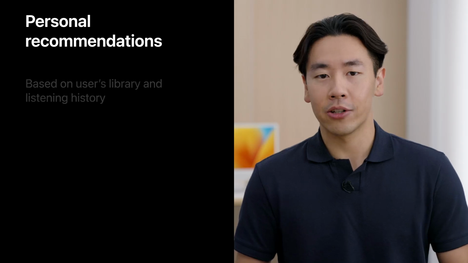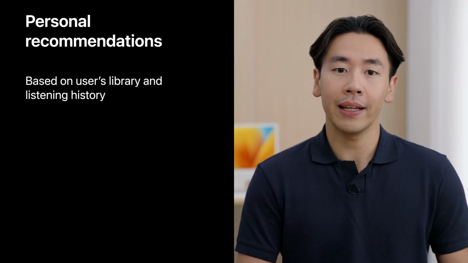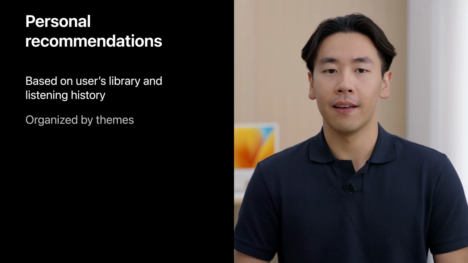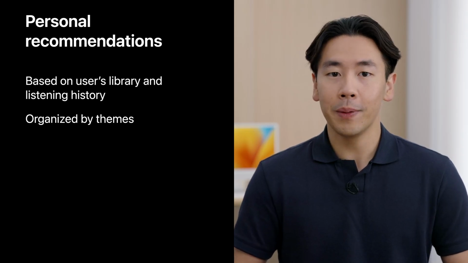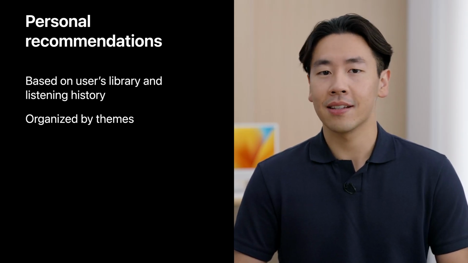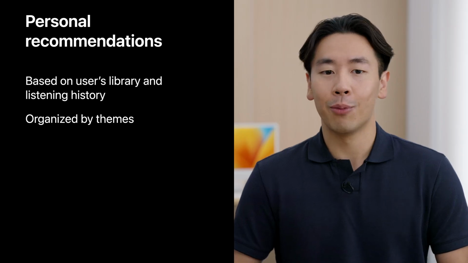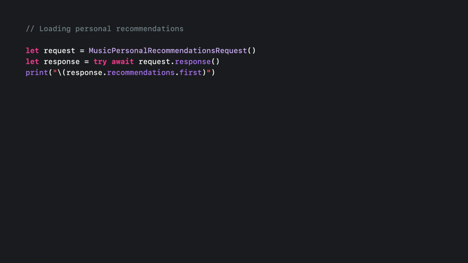Now, onto personal recommendations. Personal recommendations let your app experience feel more intimate and engaging, as they're generated based off the user's library and listening history. Recommendations are nicely organized by themes, resulting in groupings by genres, artists, collections like Made for You, and more. To fetch personal recommendations, simply create a personal recommendations request. The response is a collection of recommendations.